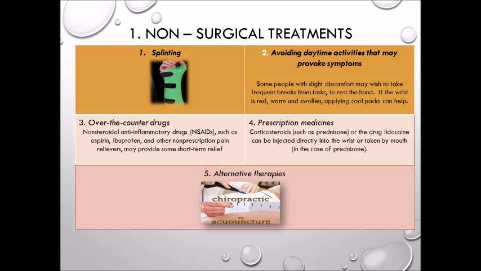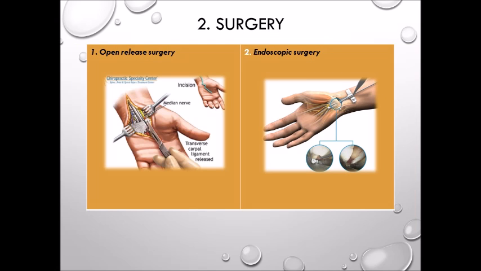Surgery has two types: open release surgery and endoscopic surgery. For open release surgery, the procedure is generally done under local anesthesia on an outpatient basis unless there are unusual medical conditions. Endoscopic surgery may be high risk, used for people at high risk of complications and the need for additional surgery.